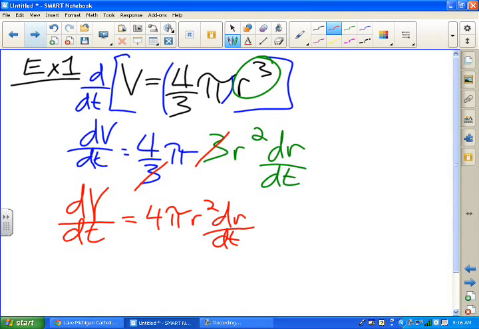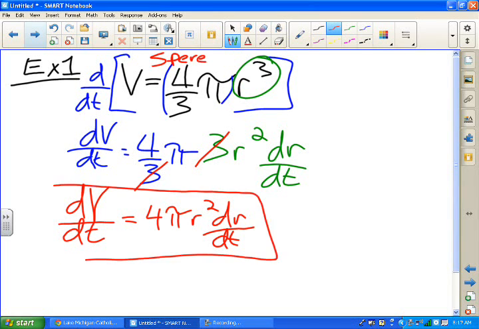So there's a relationship between the change in radius and the change in volume, which makes common sense. But now we have a mathematical formula that'll help us make those predictions. As the radius of the sphere changes, so will the volume of the sphere. And this is the mathematical relationship between the change in the radius and the change in the volume. Okay?